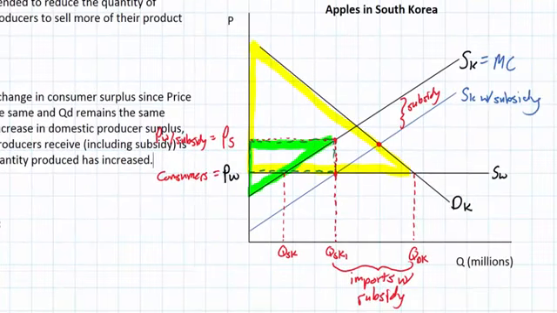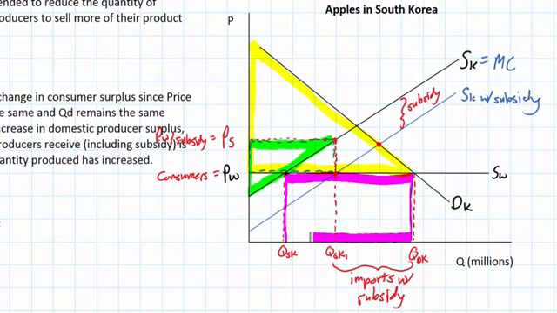Let's have a look at foreign producers. In purple, I'm going to outline the area of foreign producer revenue before the subsidy. Everything below PW and in between QSK and QDK represents foreign producer revenues. It's the rectangle representing the amount of money earned by foreign producers from selling their apples to South Korea. Foreign producers are going to be worse off following the subsidy. There's no doubt about that.